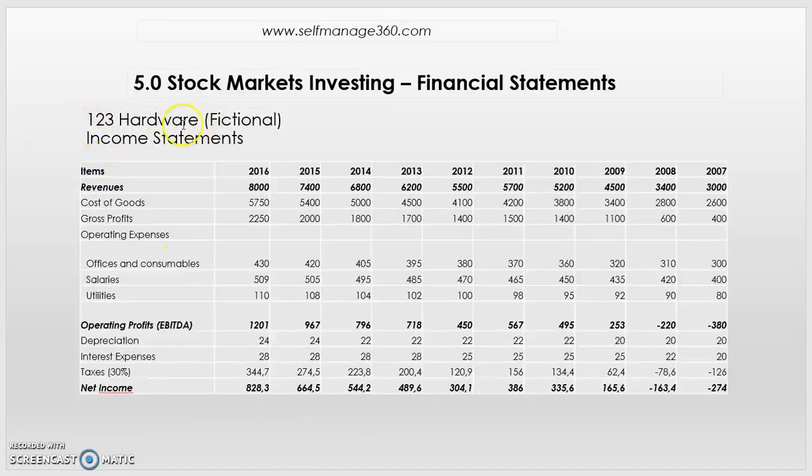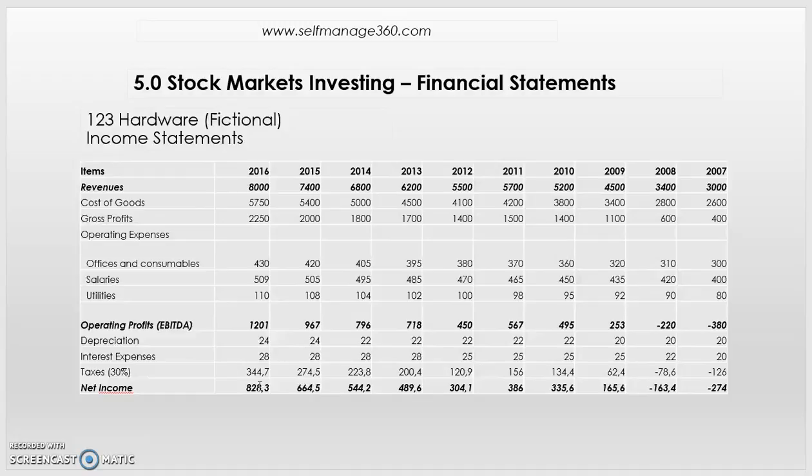In our case, 123 Hardware, probably in the first 2 years of operation, were not making any profit. They were growing their business, so they were making a loss. They were making a loss in 2008, and then the company became profitable in 2009.